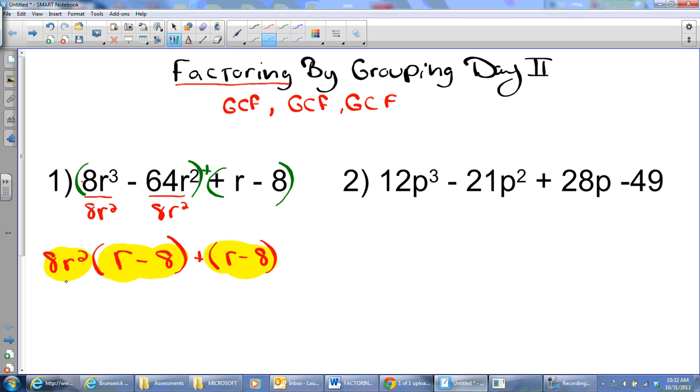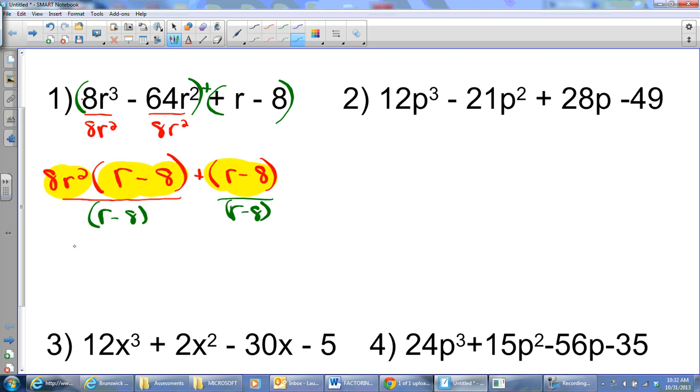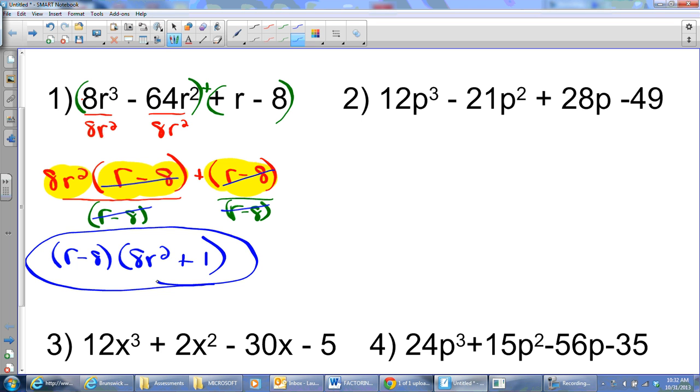So I'm going to divide, let me change colors there, divide both terms by r minus 8. And I can put them in a quantity if you like. Okay, so now when I factor out that quantity of r minus 8, that quantity will be out front, r minus 8. What will be left here? Well, these will cancel, leaving me an 8r squared. What will be left here? Well, these will cancel, leaving a 1, right? And there you go. Pretty simple. Kind of an unusual looking one, but really not difficult. All right, let's move over to problem number 2.